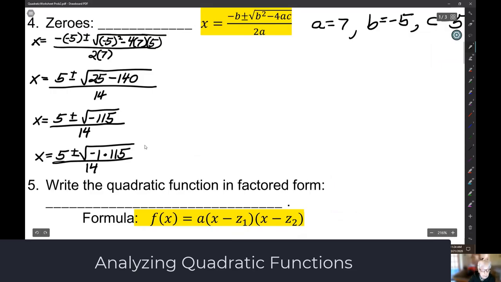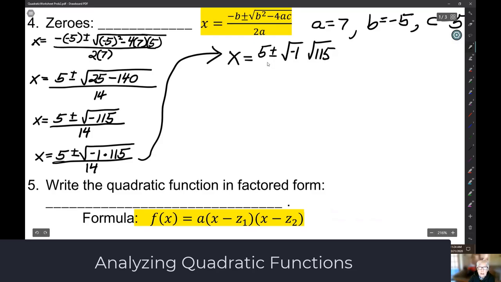So, x equals 5 plus or minus the square root of negative 1 times 115 all over 14. That's the reason I pulled out that negative one, because the square root of negative one equals i. This is going to be x equals 5 plus or minus i times the square root of 115 over 14.